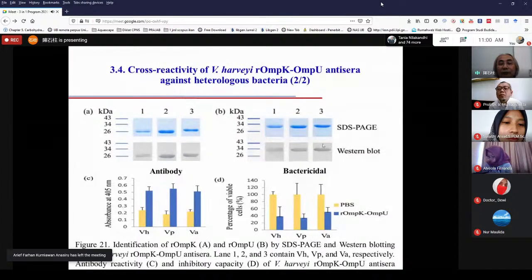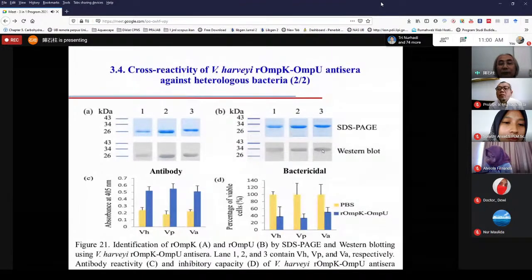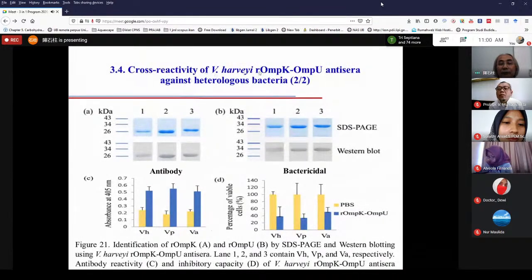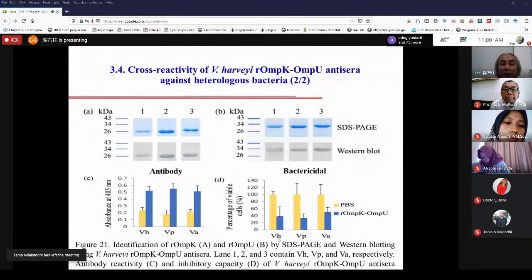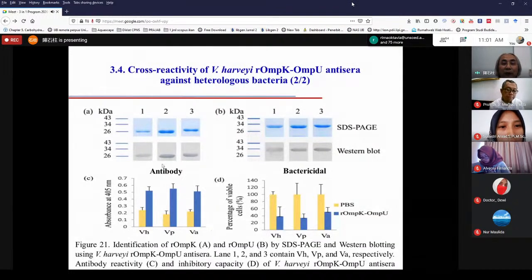Okay, so after that, we did the SDS-PAGE and used the Western blot to confirm this protein still has a cross reaction with the antibody from Vibrio harveyi. Okay, so this is very important evidence to prove the concept. Maybe this outer membrane protein from Vibrio harveyi can protect against Vibrio parahaemolyticus infection or Vibrio alginolyticus challenge. Maybe it can act as a common universal protein with good protection between the different strains, because it can reduce the bacterial number and antibody titer, and they also have cross protection.